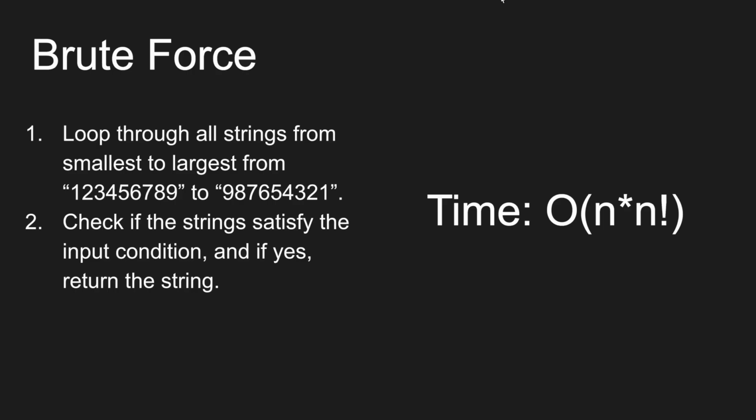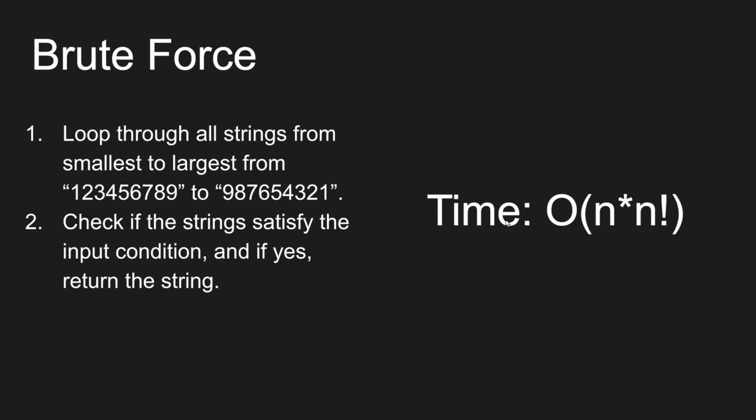The most simple way that we can solve it is to loop through all the string possibilities from smallest to largest. So we'll start from 1, 2, 3, 4, 5, 6, 7, 8, 9 to 9, 8, 7, 6, 5, 4, 3, 2, 1. As we loop through all these possibilities, we check if that string satisfies the input condition, and if yes, we return the string, because the first string that satisfies the condition will be the smallest one since we are checking from smallest to largest.